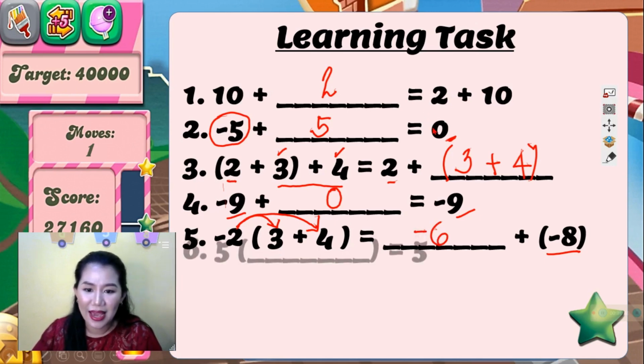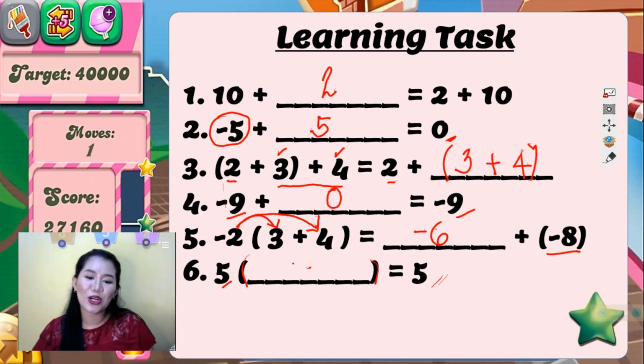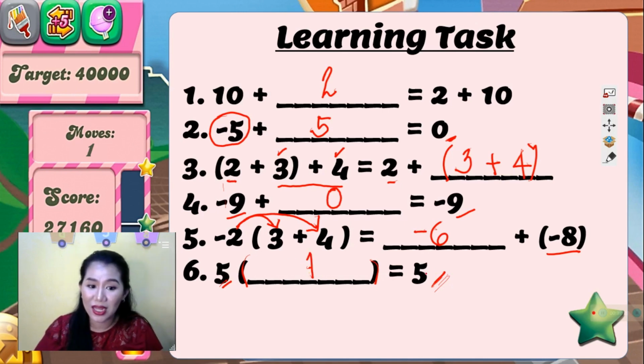Next, let's have number 6. 5 times blank is equal to 5. So, napansin nyo? 5 times blank. So, remember this symbol? This is our symbol for multiplication. So, anong ilalagay natin dito? Dapat to, ang sagot ay 5. Okay? Anong property to? That is identity property for multiplication. So, ano yung ilalagay mo dito sa blank na kapag tinimes mo sa 5, ang sagot ay 5 pa rin? Correct. Ilalagay natin ay 1. So that 5 times 1 is equal to 5.